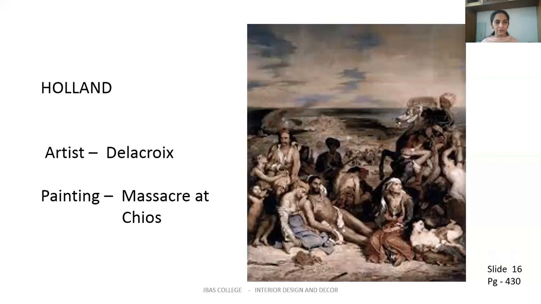The next painting of Delacroix is Massacre at Chios. He always showed some disaster, some aftermath of the war, and some crying effect, and the hardcore pain that the community went through was shown through his paintings.